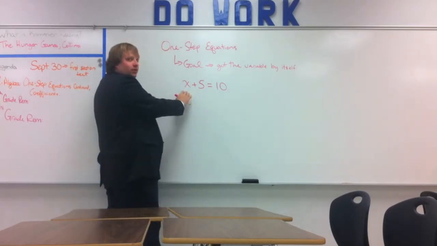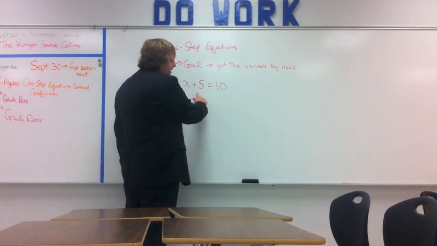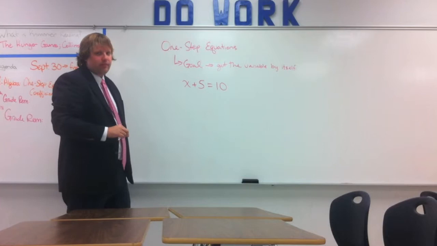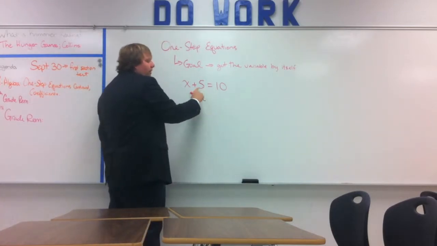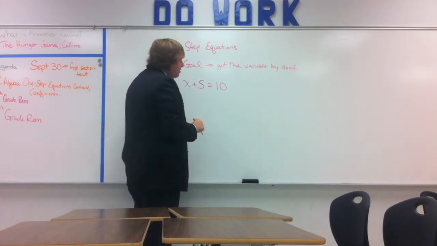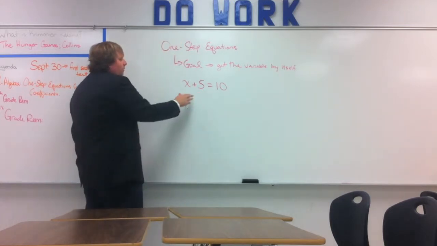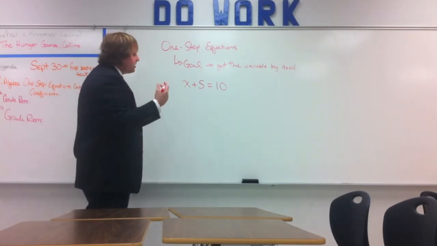Notice our variable x here, who wants to be alone, is not by himself. He has this annoying 5 hanging out with him. And he wants to kick 5 out so that he can be all by himself on the left side of the equal sign. So, how do we do that? We need to get rid of 5. The best way to get rid of 5 of something is to subtract 5.